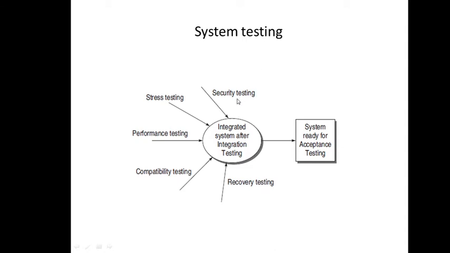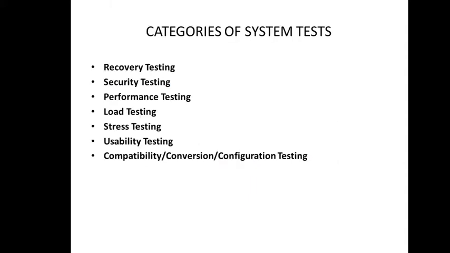Broadly, it is clear from the figure, we have to perform security testing, stress testing, performance testing, compatibility testing, and recovery testing. Further, we have usability testing and we do have load testing also. So we'll see in the next lectures what they actually mean. So the categories of system test, as already discussed in the last figure, are recovery, security, performance, load, stress, usability, and compatibility testing.